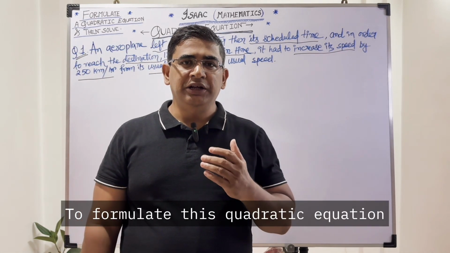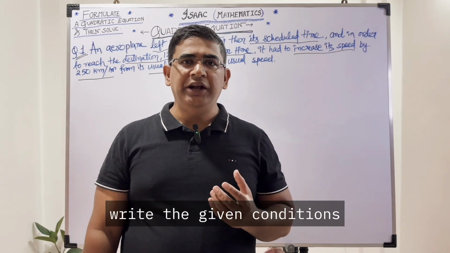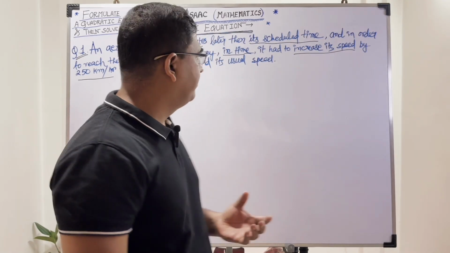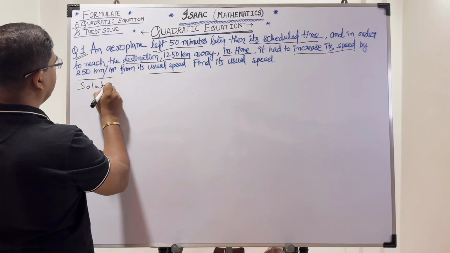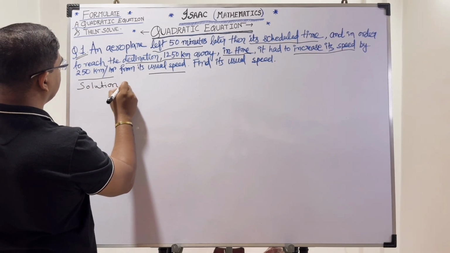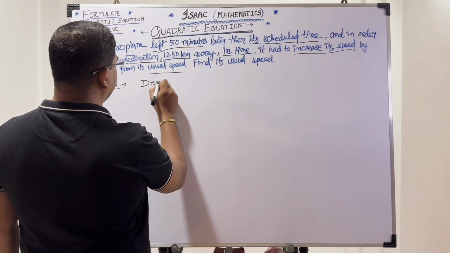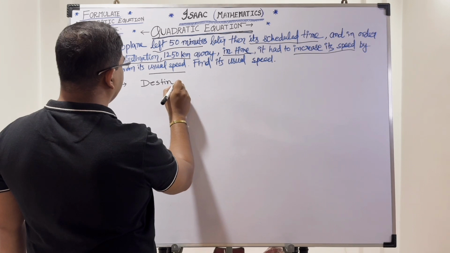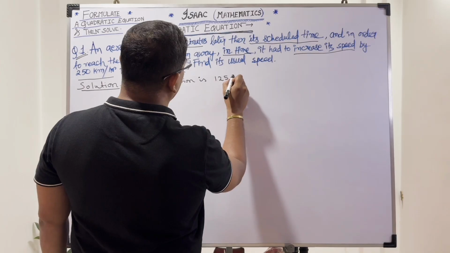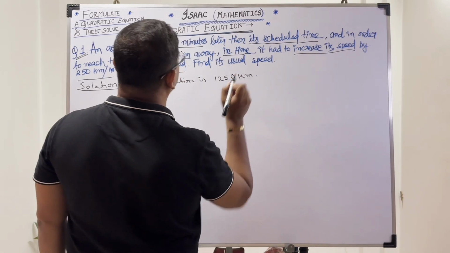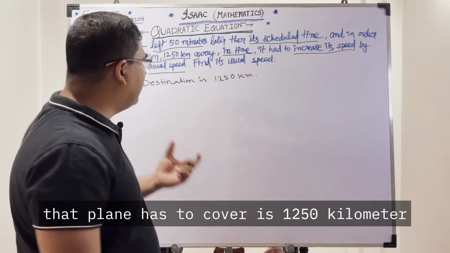To formulate this quadratic equation, first of all, we have to write the given conditions. Solution. Destination is 1250 kilometer. That means the distance that plane has to cover is 1250 kilometer.